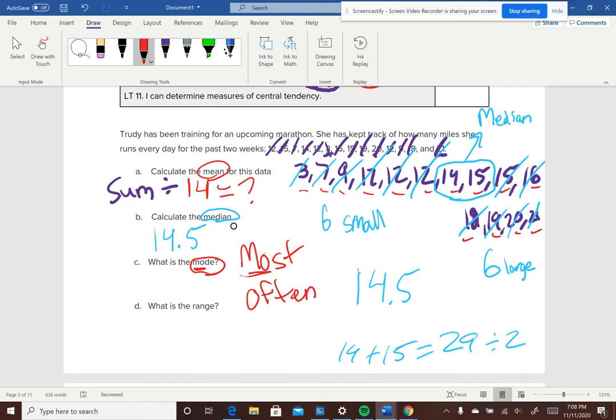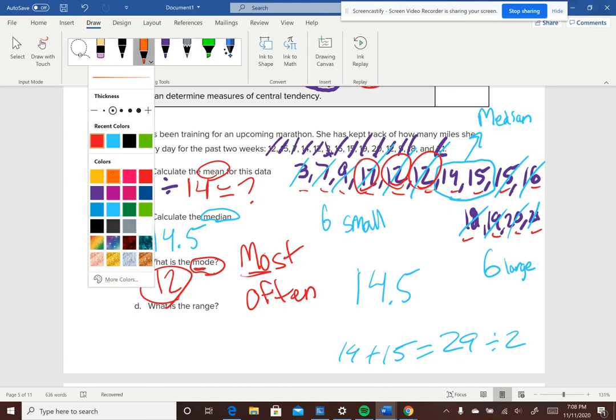And I was making that comment about how many 12s I was seeing. I see 3 of them. I don't see any other number quite as many times. I see 15 twice, but 12 is going to be the number I see the most. Therefore, it's my mode.